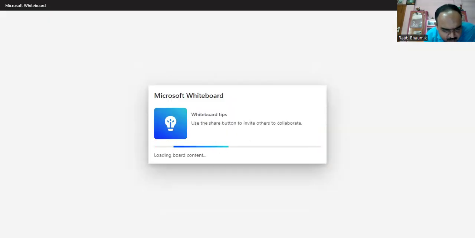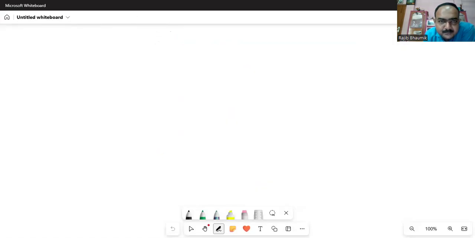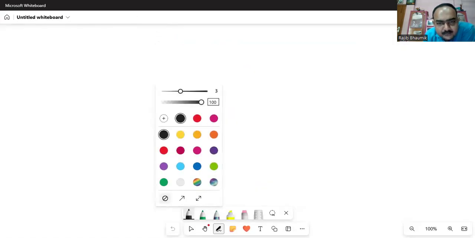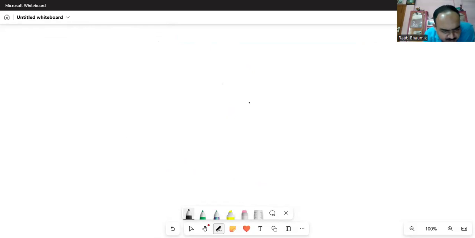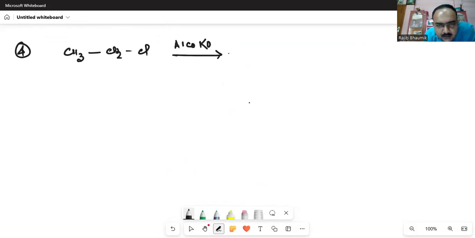There are 30 questions, so we are trying to do all the questions here. Number 4: ethyl chloride is treated with alcoholic caustic potash. Ethyl chloride, that is your CH3, CH2, Cl, with alcoholic KOH. This is an E2 reaction mechanism, so beta elimination will occur. CH2 double bond CH2, ethylene, will be formed.